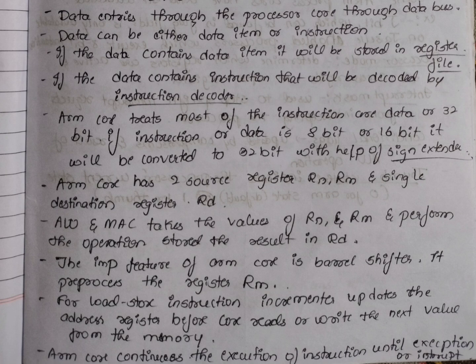The ARM core has two source registers, Rn and Rm, followed by the A and B buses. Then the ALU and the MAC take the values of Rn and Rm, perform the operation, and store the result in Rd.